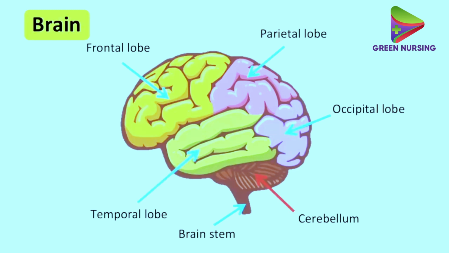The cerebellum is located at the back of the brain below the occipital lobe. It's responsible for fine motor skills, including fine movement of hands and feet. The cerebellum is also responsible for balance, coordination, and posture. The brainstem is located in front of the cerebellum and connects to the spinal cord. It's made up of three major parts: midbrain, pons, and medulla oblongata.